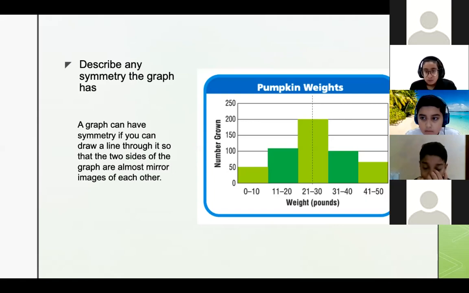Yes. So a graph can have symmetry if you can draw a line through it so that the two sides of the graph are almost, pay attention to the word what? Which word?